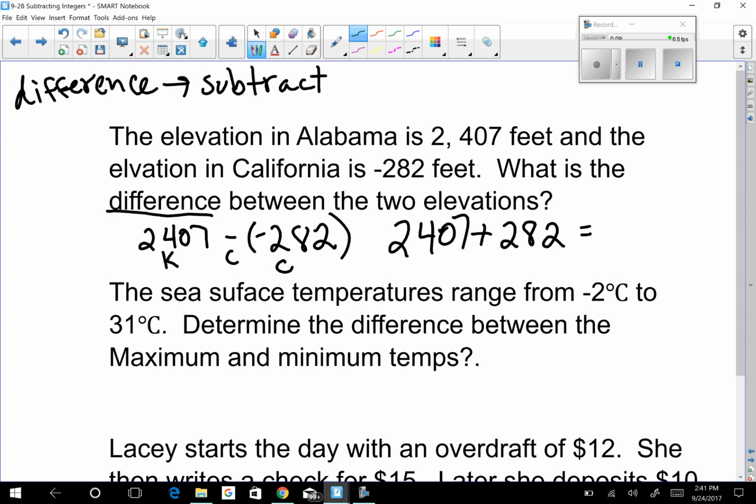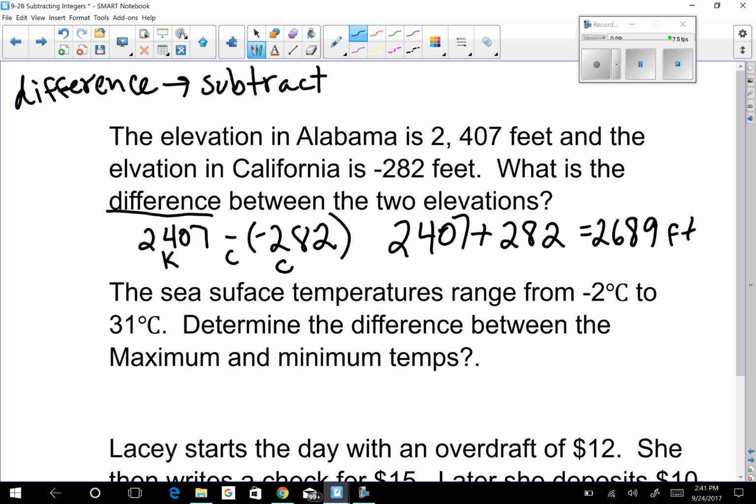Okay, 7 and 2 is 9. 8 and 0 is just going to be 8. 2 and 4 will give you 6. And then the 2,000 didn't have anything to add with. So the difference between the two elevations is 2,689 feet.